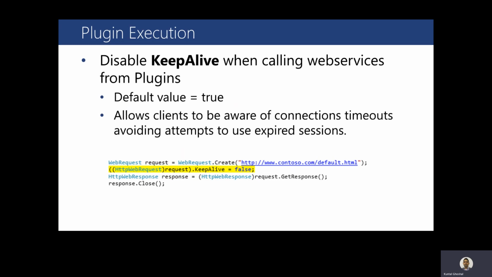On the asynchronous side, the plugin will eventually fail, but the user will definitely not be notified when it fails, depending on how that asynchronous job is picked up. The default value for keep alive is true. Please make sure that you set it to false if you are calling an external web service or an external web reference from your plugin.